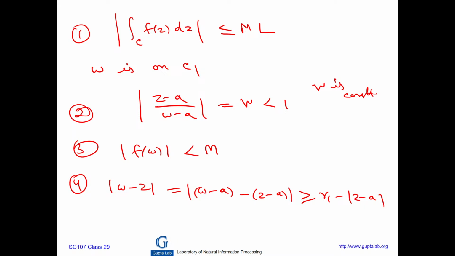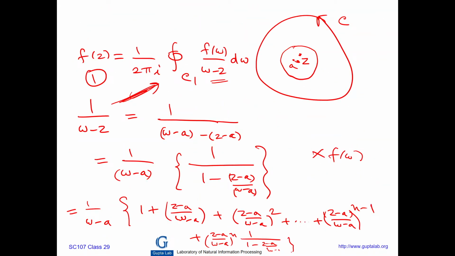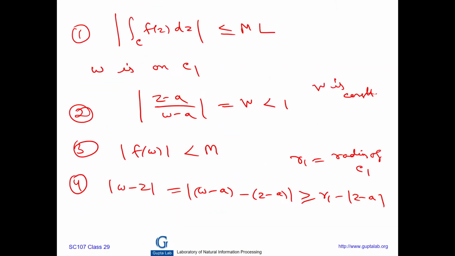Okay. Where what is r1? R1 is the radius of C1. So this circle here, this is C1 actually, right? C1 has radius r1. So this is r1 here. Okay. So we arrive at these four inequalities.